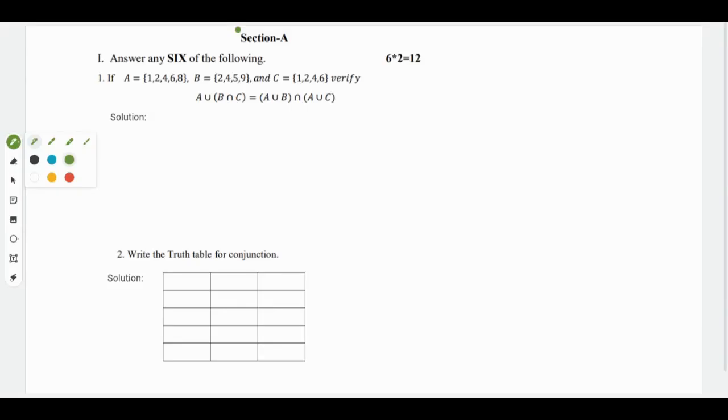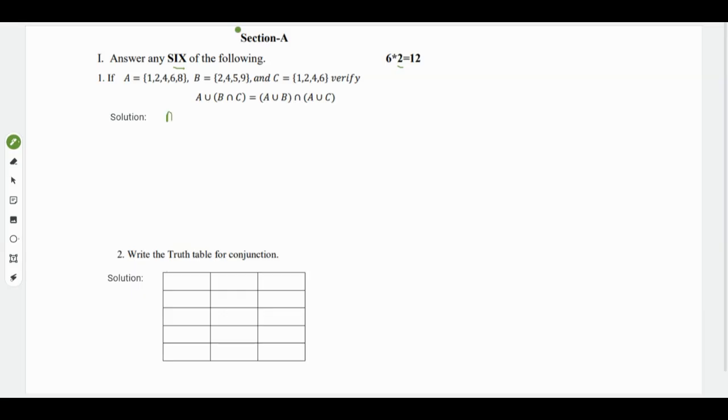Session 1, we have to answer any 6 questions. Each question carries 2 marks. The first question is: if A is {1, 2, 4, 6, 8}, B is {2, 4, 5, 9} and C is {1, 2, 4, 6}, then verify the given distributive property in sets.